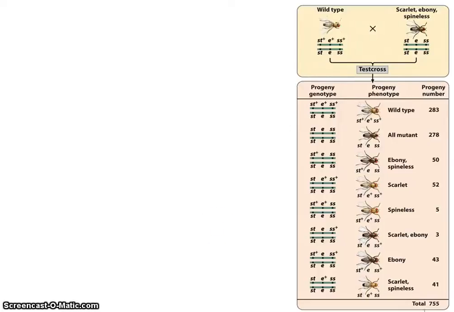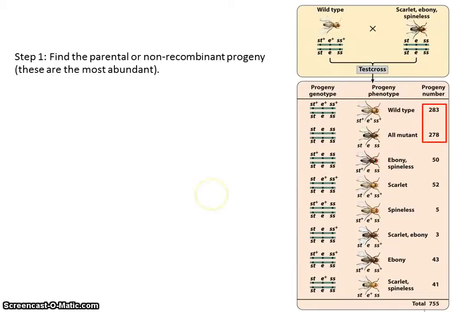I'm here to walk you through the steps of a 3-point Testcross linkage problem. So using the example that I used in lecture, we're going to start out with the very first step, which is to identify which genotypes or phenotypes. In this case, genotypes are given, but in other cases you may just get the phenotypes, and you'll have to infer the genotypes from the phenotypes.